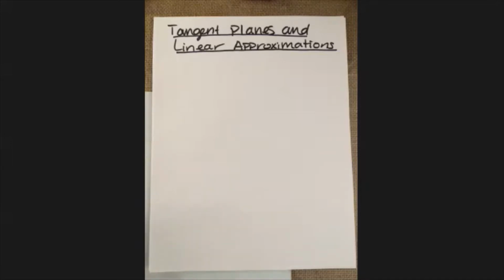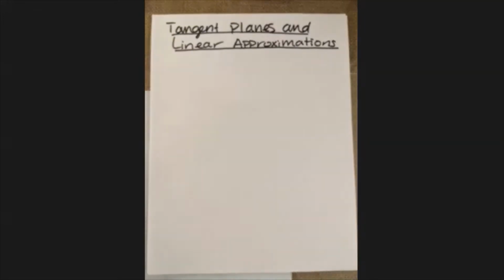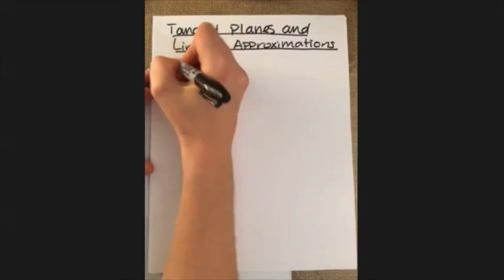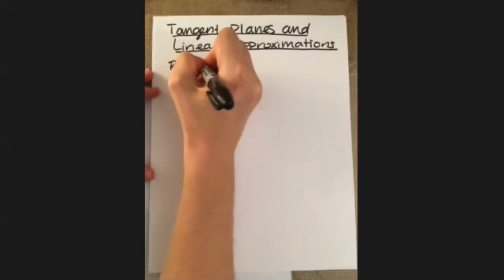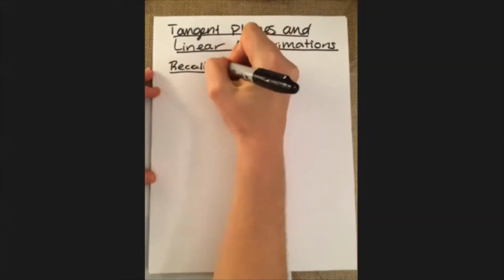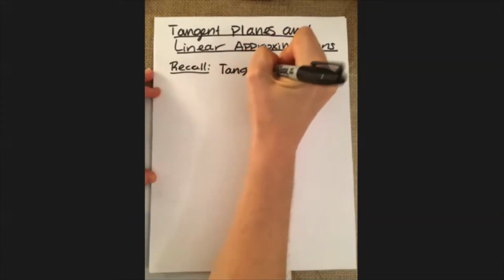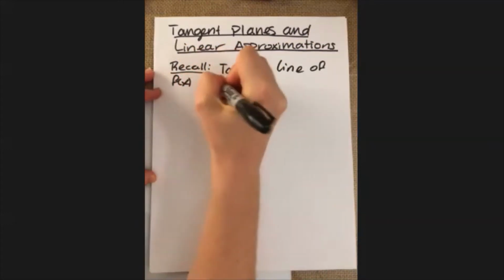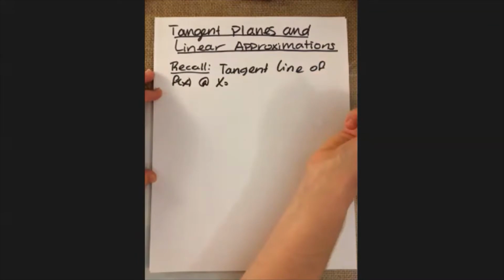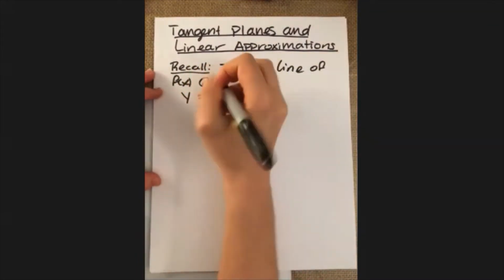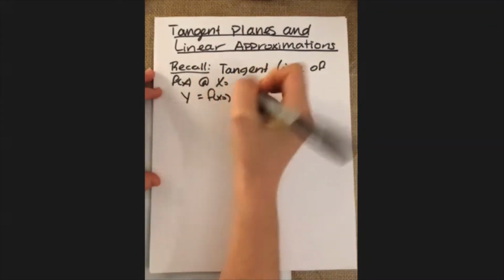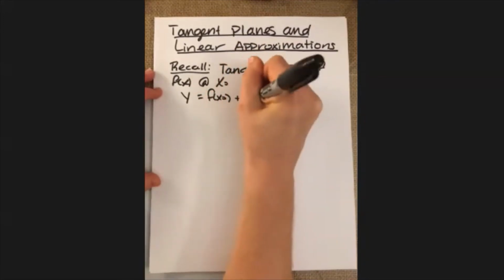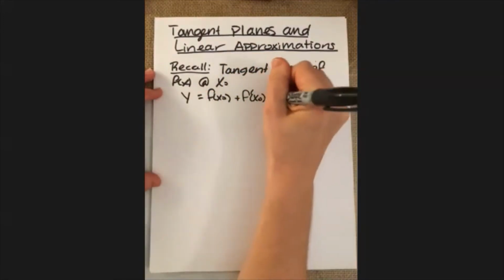Welcome back. In today's video, we're going to talk about tangent planes and using them to perform linear approximations for multidimensional functions. So we're going to start by reaching back to Calc 1 a little bit. If we recall the idea of a tangent line from Calc 1 of a function f of x at a point x naught, this is given by y equals f of x naught plus f prime at x naught times x minus x naught.